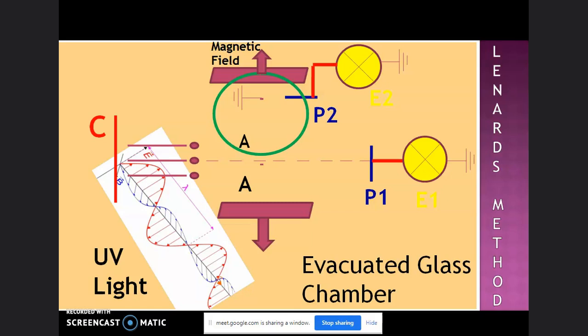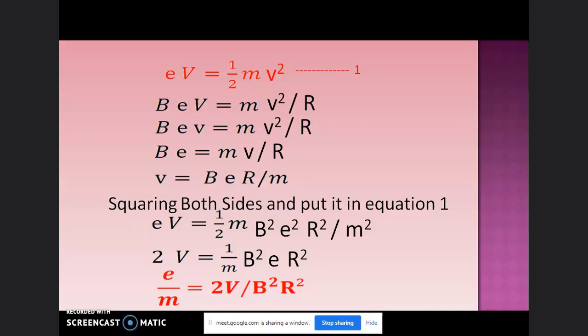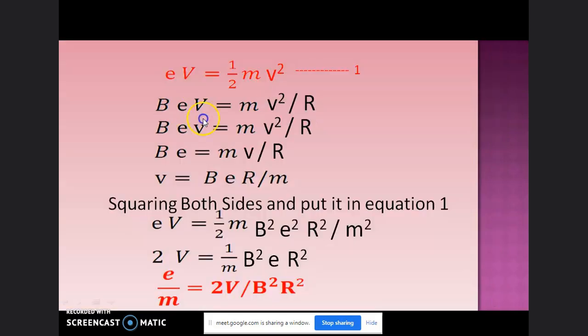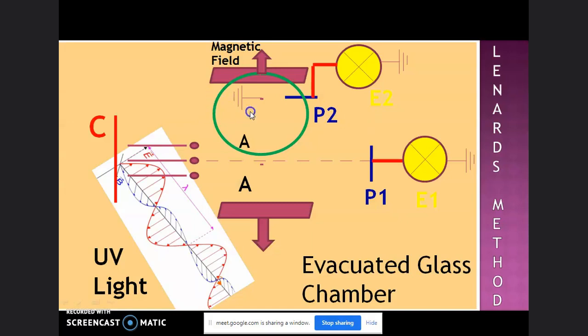So in the construction, we know that on the left side it is observed that there is a C, that is the cathode terminal. Cathode is made up of metal. This is connected to the negative terminal of the battery, or some negative voltage is given to the cathode. Then ahead of that there is one anode.